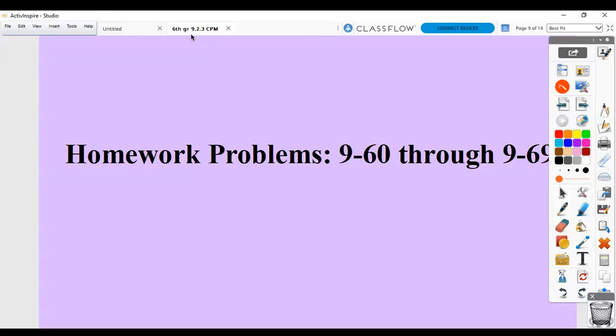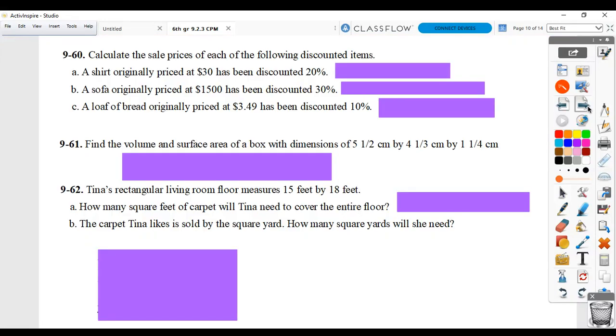Video is to allow you to correct the homework from section 9.2.3, which is problems 960 through 969. 960, calculate the sales prices of each of the following discounted items. A shirt originally priced at $30 has been discounted 20%.